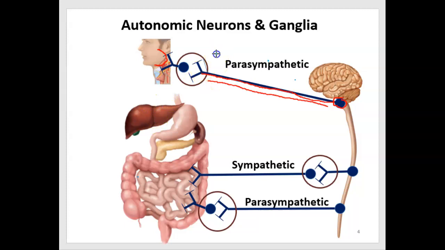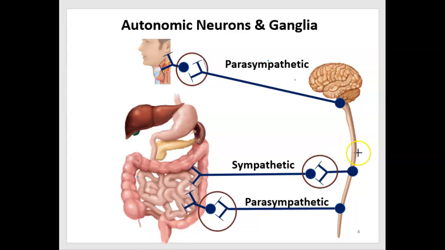So the first neuron synapses on the second neuron. And this is the synapse, and that's called a ganglion. So it's surrounded usually by connective tissue, and there's usually more than one synapse occurring in that location.